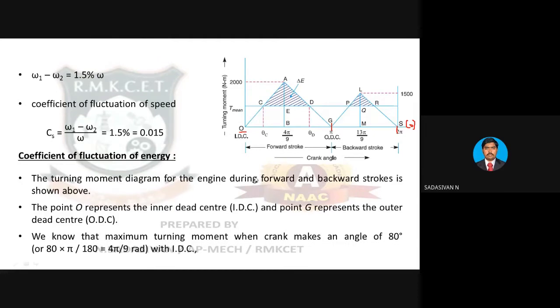We know that the maximum turning moment occurs when the crank makes an angle of 80 degrees. Convert the 80 degrees to radians. 80 into pi by 180, you will get 4 pi by 9. Very simple. Cancel 80 with 180 using the 10 tables, and you get 4 pi by 9. So don't do calculations with degrees. Calculations should be done only with radians.